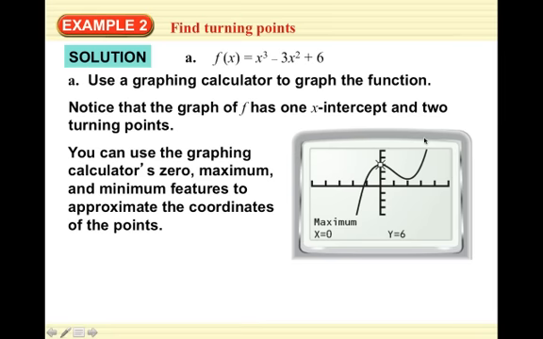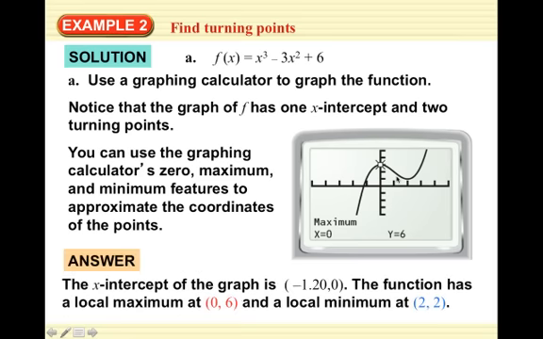You can use the graphing calculator's zero, maximum, and minimum features to approximate the coordinates of the points. So you can have the calculator find the zero, and that'll give you the x-intercept. You can have it do the maximum, just like we did with quadratics, and then you can have it do the minimum right here, just like we did with quadratics. So the x-intercept of the graph, the zero, is negative 1.200. The function has a local maximum at 0, 6, and a local minimum at 2, 2.